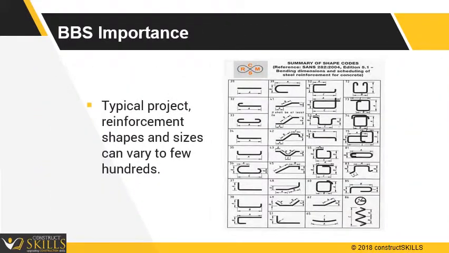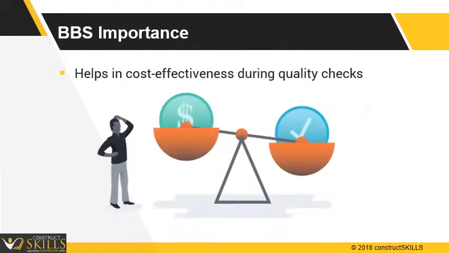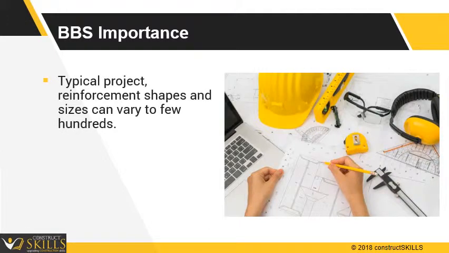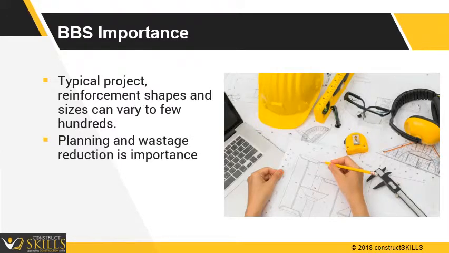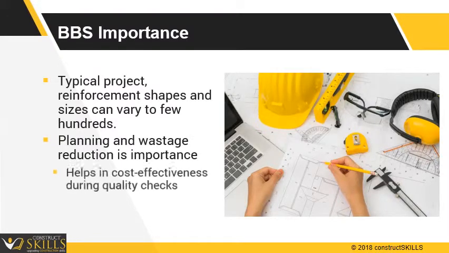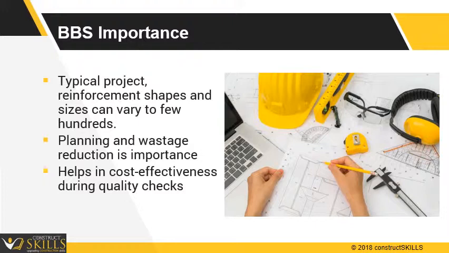Typically, there are a few hundred shapes and sizes of rebar members on a project. BBS helps in organizing and helps in quality checks. BBS also helps in cost effectiveness. In some projects, reinforcement shapes and sizes can vary to a few hundreds. Planning and wastage reduction is very important, which helps in cost effectiveness, but it is most tedious and time consuming.